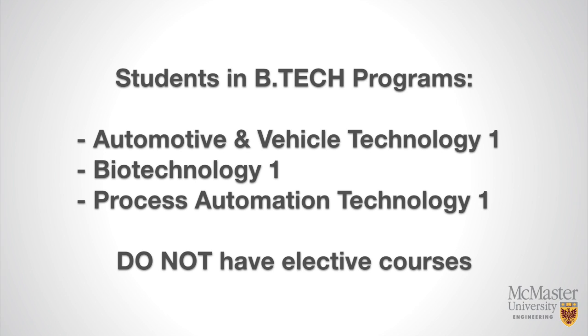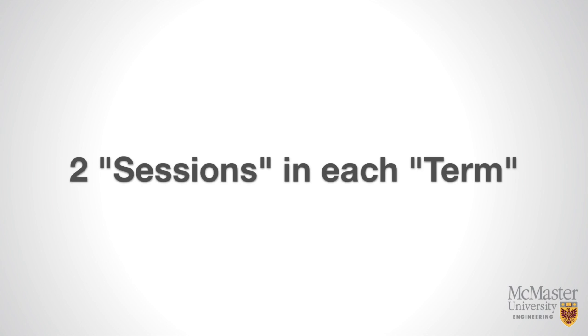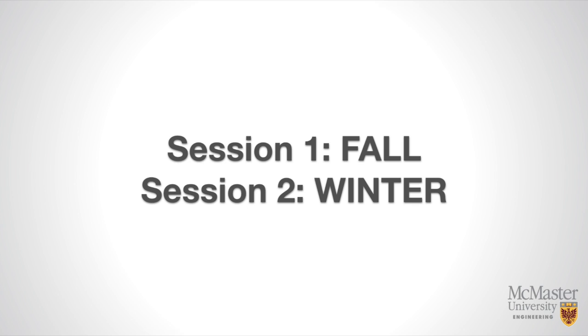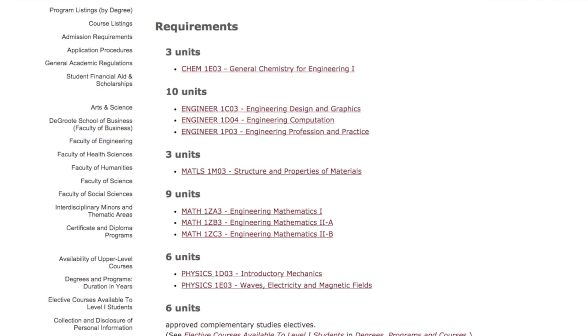For students in any of the 3 Bachelor of Technology degree programs, you do not have any elective requirements, as your courses are all predefined for you. Each of the years that you're at McMaster are called terms. There are 2 sessions within each term. The first session is fall, and the second session is winter.